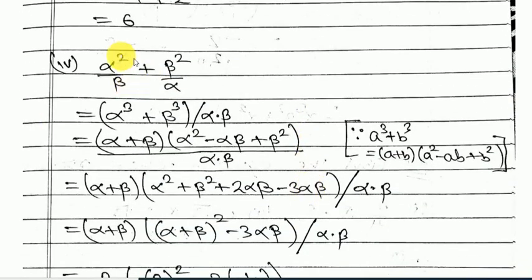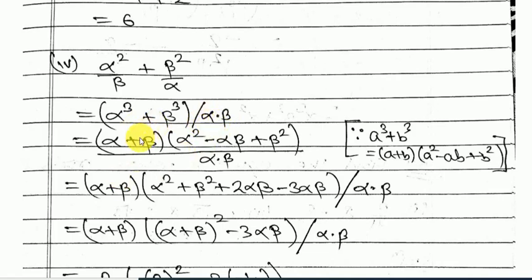Number 4, alpha square upon beta plus beta square upon alpha. Here you have to simplify again. You have to write it in terms of alpha plus beta and alpha into beta. So you have to express this expression in such a way that it includes alpha plus beta and alpha into beta. So what I'll do is cross multiplication. I get alpha cube plus beta cube, and down in the denominator I get alpha into beta.